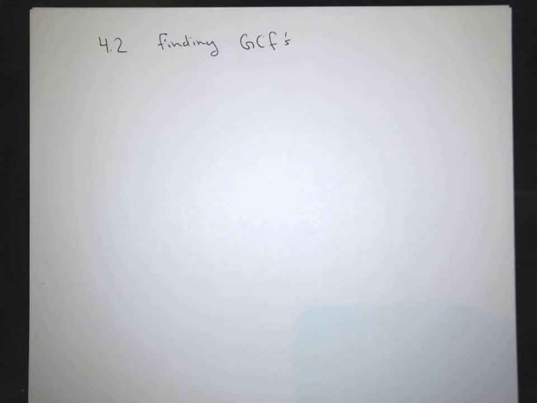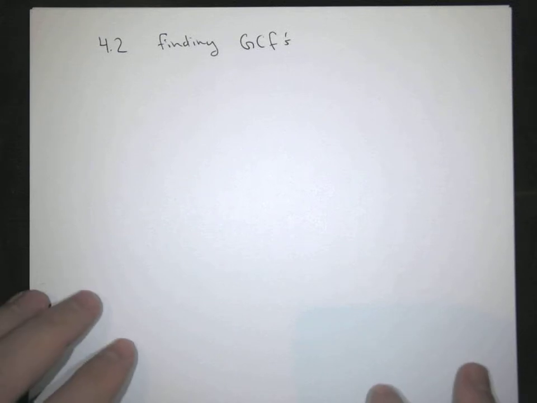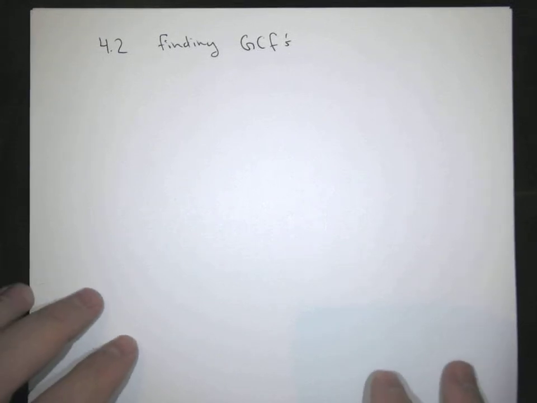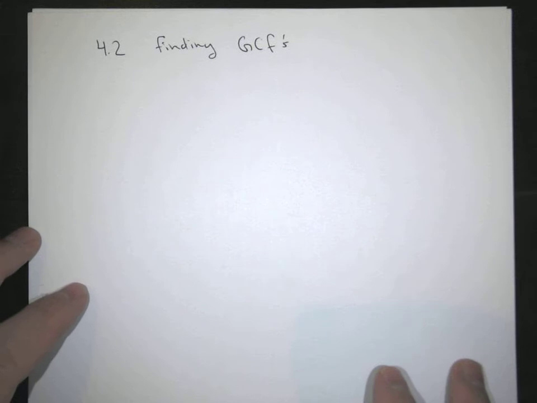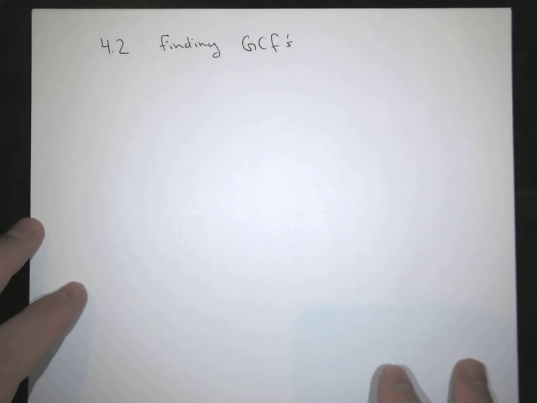All right, so let's keep it going in section 4.2. We've done our prime factorizations. The next thing, once we have everything broken down, is we're going to take those breakdowns and use them to find GCFs. The first question here, probably pretty obviously, is what the heck is a GCF?